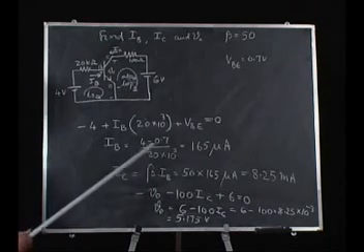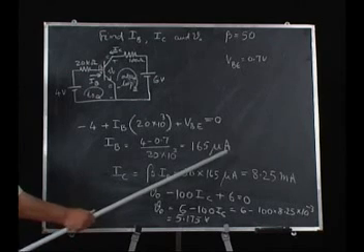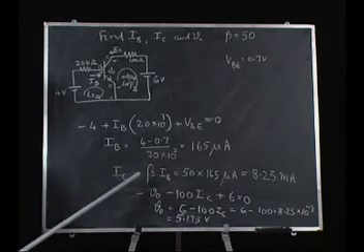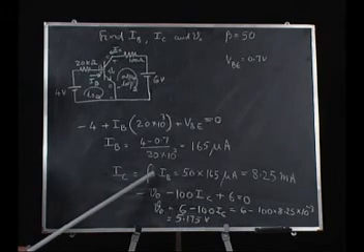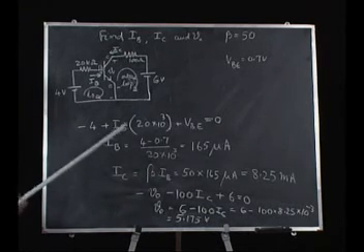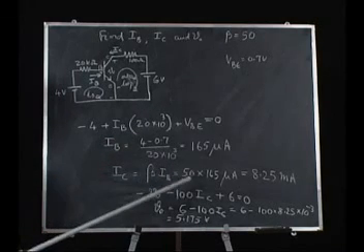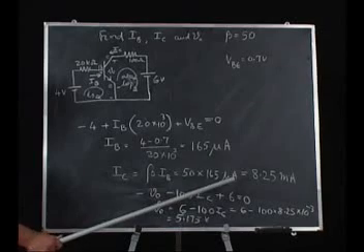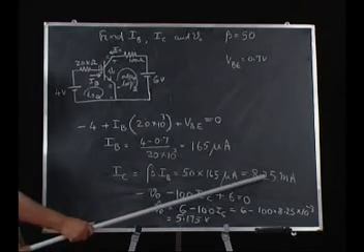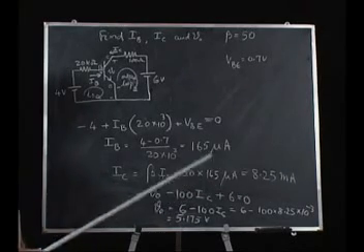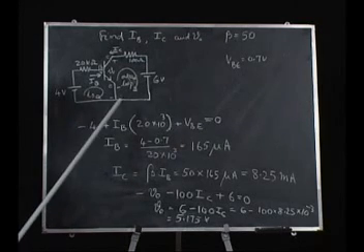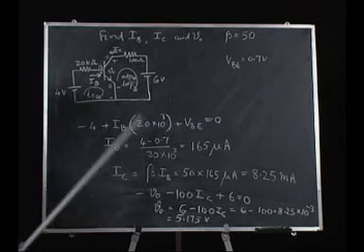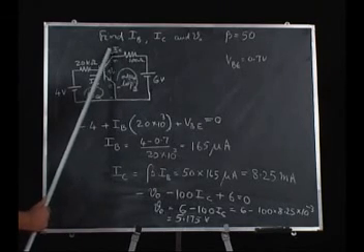After finding out IB, which is equal to 165 microamperes, we shall find out IC by multiplying IB with beta. Beta is a given quantity, which is equal to 50. So, IB we have now calculated, which is equal to 165 microamperes. So, we get 8.25 milliamperes. So, that is how we can find out IC.